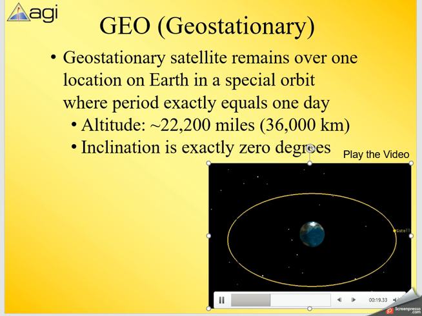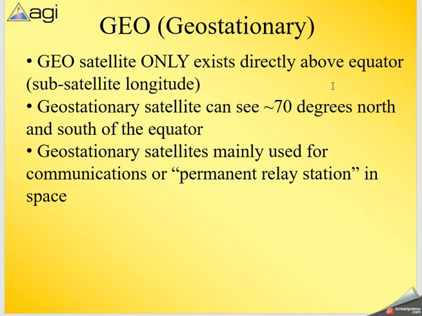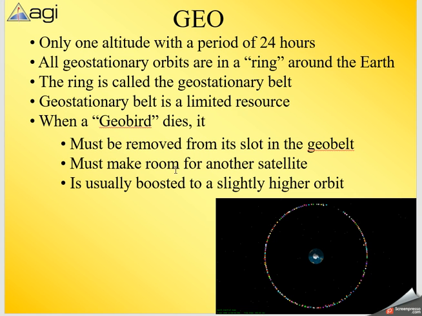If you're trying to point your satellite dish, you don't want the satellite off on another side of the world at a certain time. You always want it over that specific area. So that's where our GEOs would go. GEO satellites only exist directly above the equator. They can reach up to about 7 degrees north and south, just by the power of their cone, used for communication or relay stations for Earth itself. So GEOs have only one altitude, with a period of 24 hours.